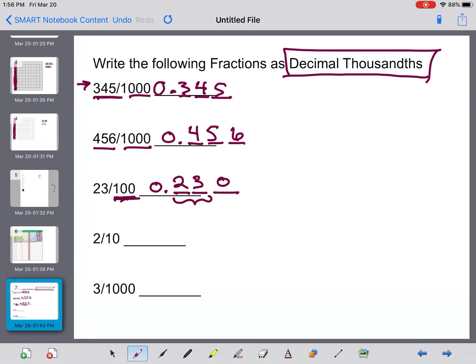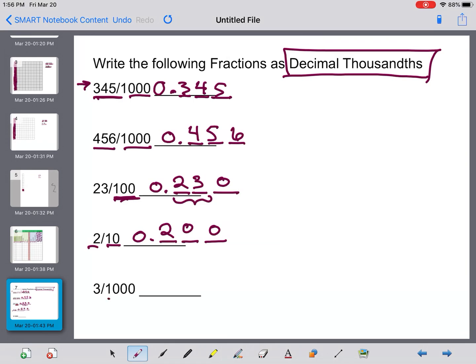So I just have to fill in a 0 there. Same with this one. We've got 2 over 10, but I know I need to have 1, 2, 3 places. So I'm going to write my 2 here, and I'll just fill in the rest of the zeros.